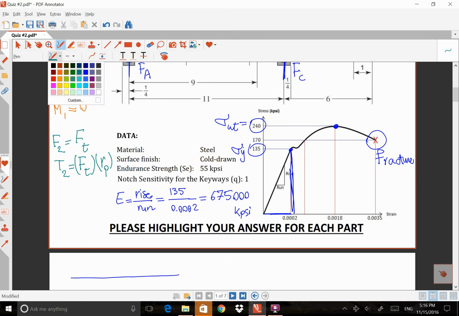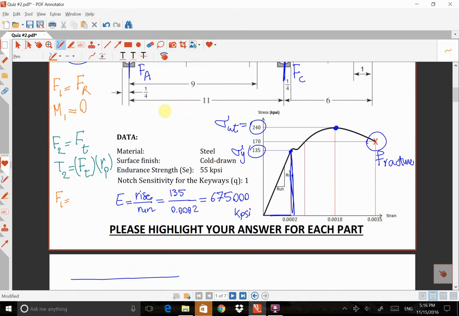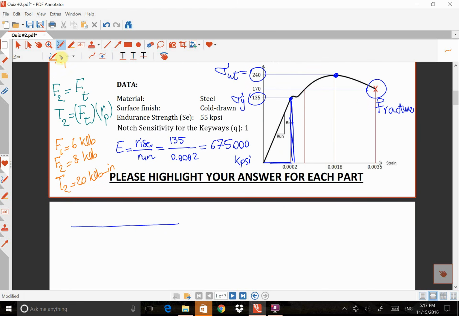So my F1 is Fr, which is 6 kilopound force, and F2 is 8 kilopound force, and T2 is 8 times 2.5, which is 20 kilopound times inch. Okay, this is the information that the question told us.